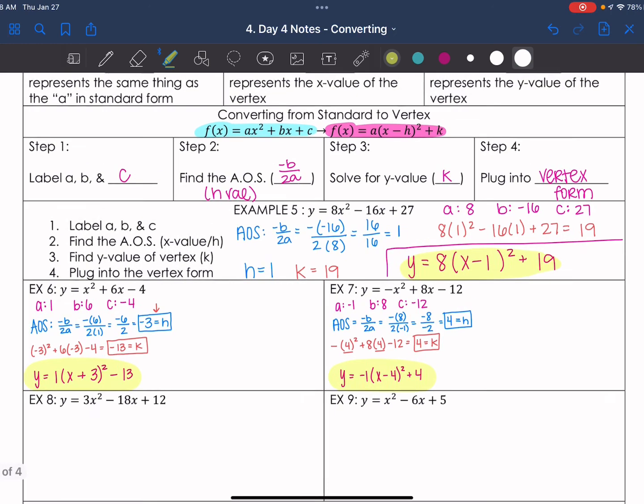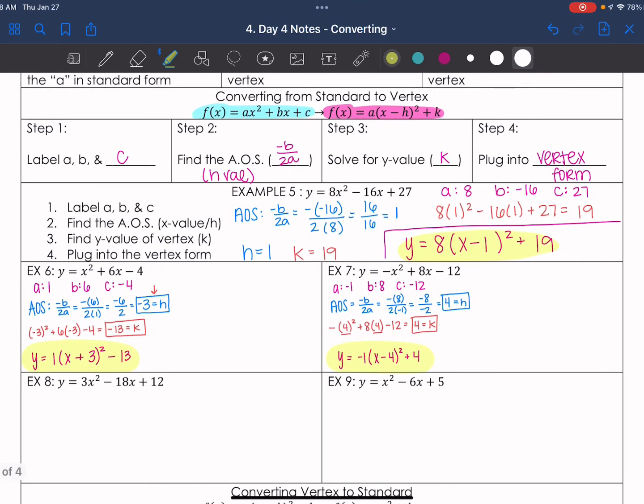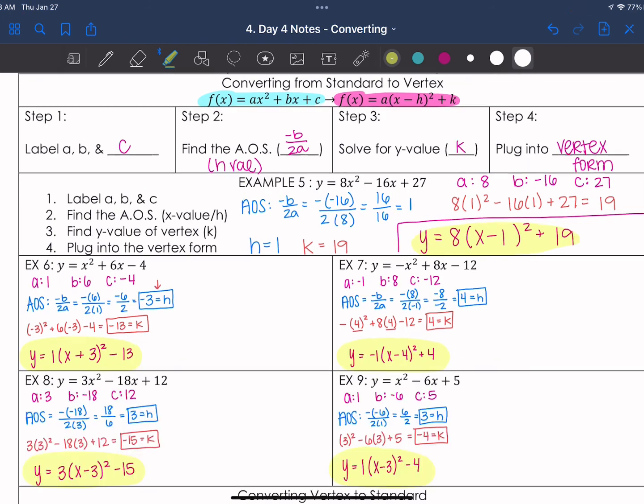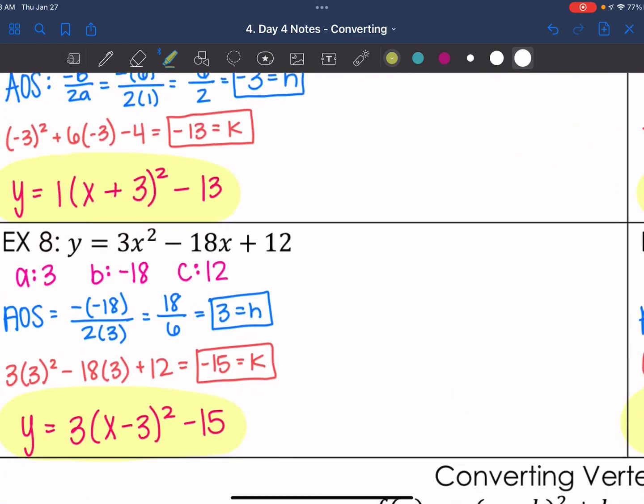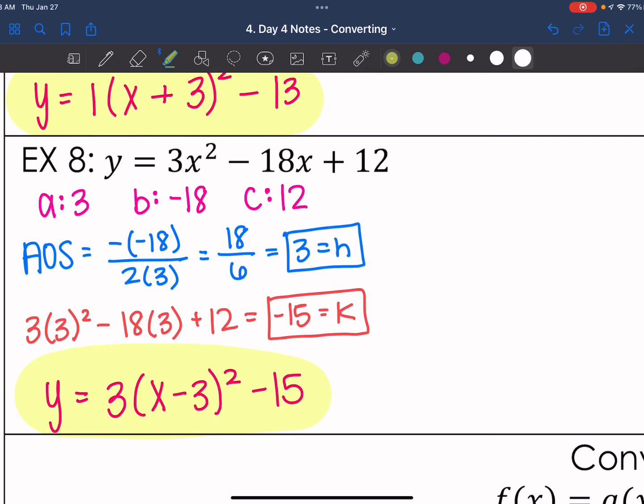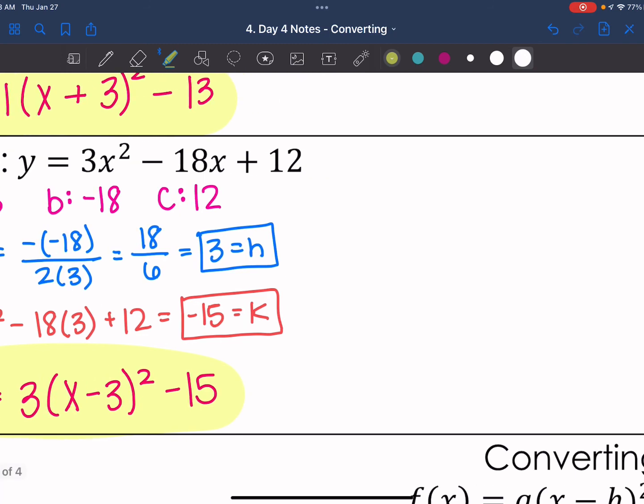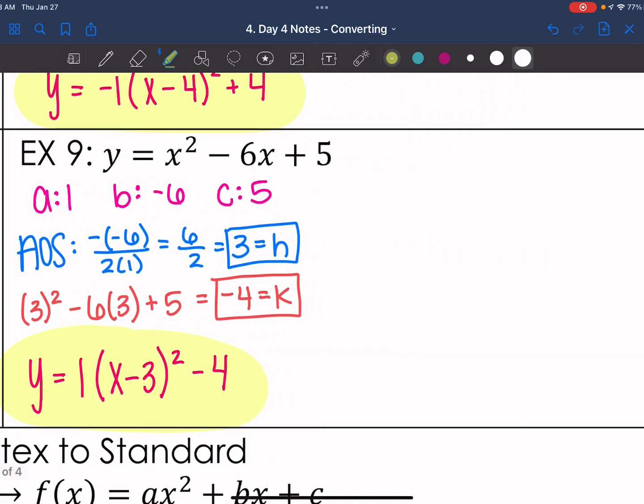Take a couple of minutes and try number 8 and number 9 and come back to check your answers. All right, welcome back to converting from standard form to vertex form. We have number 8 and number 9 finished at the bottom. Pause the video here to check your work for number 8. And again, pause your video here to check your work for number 9.